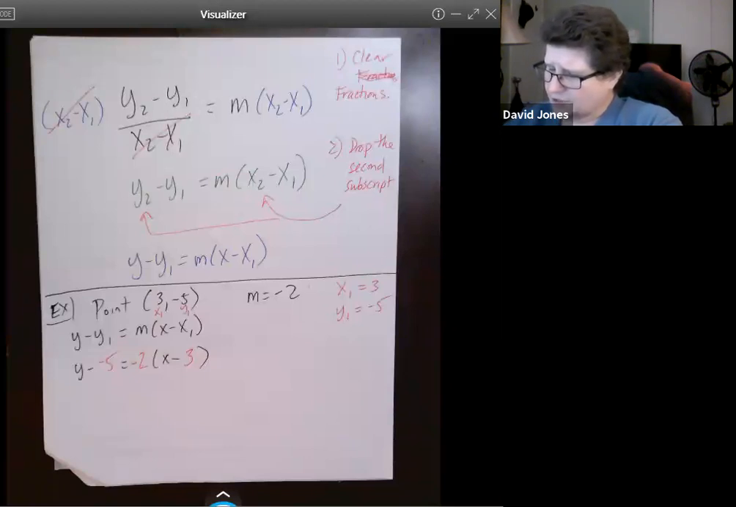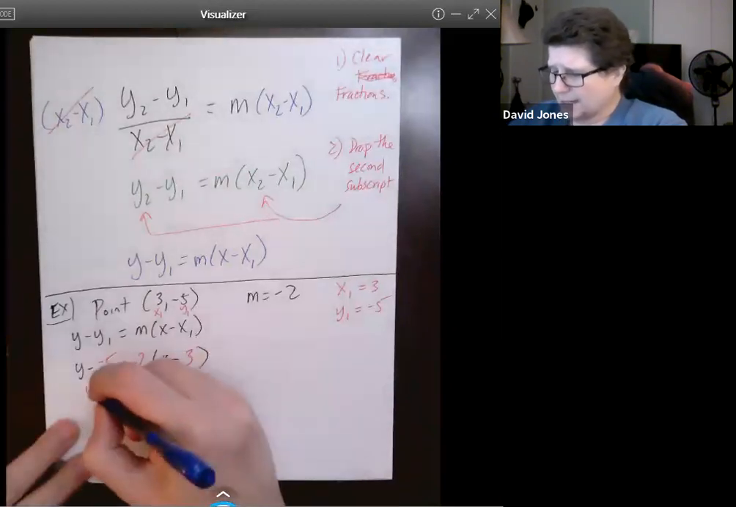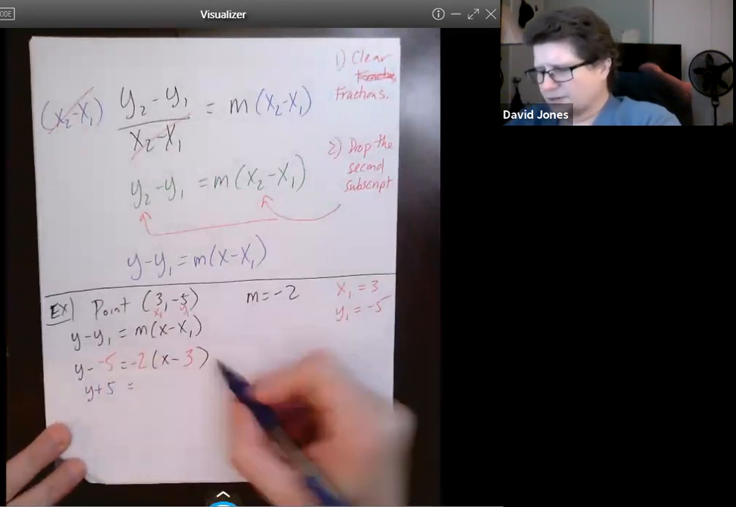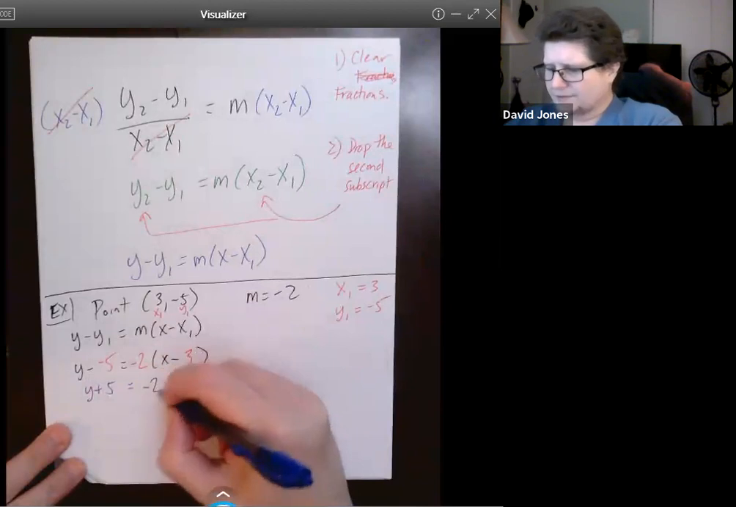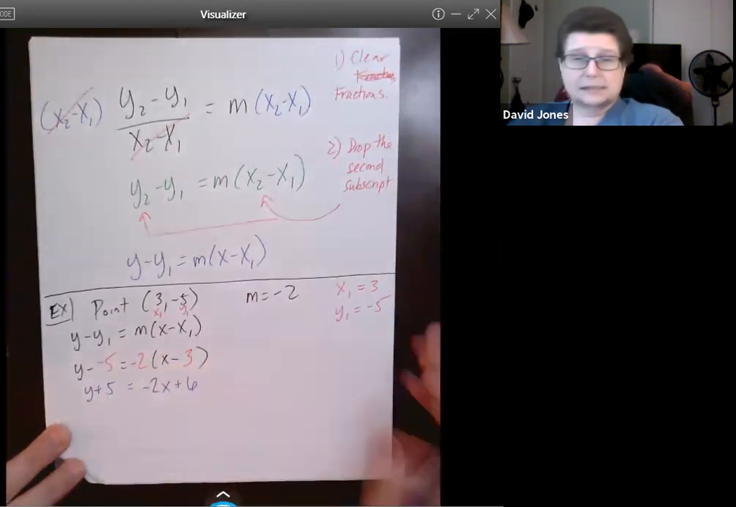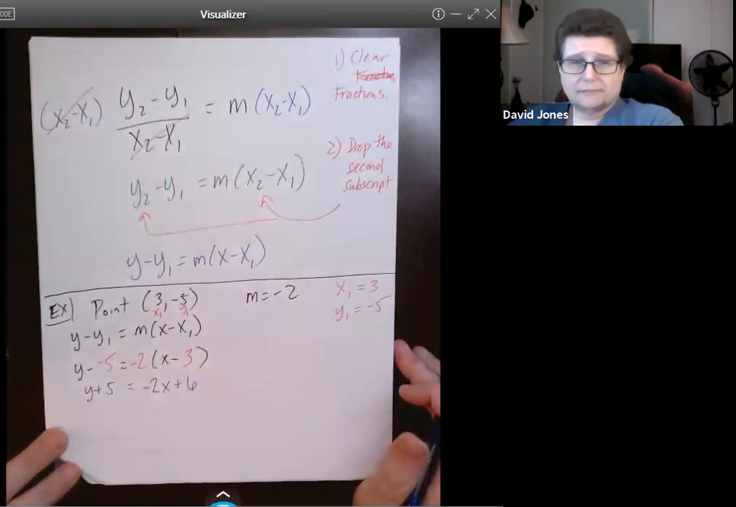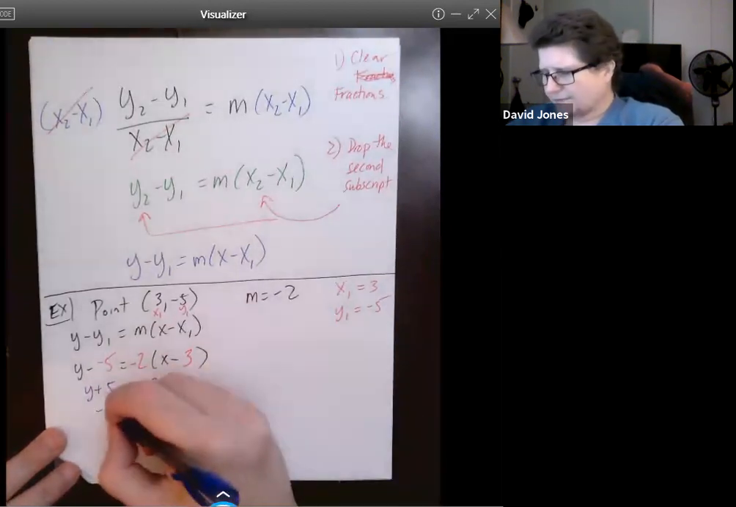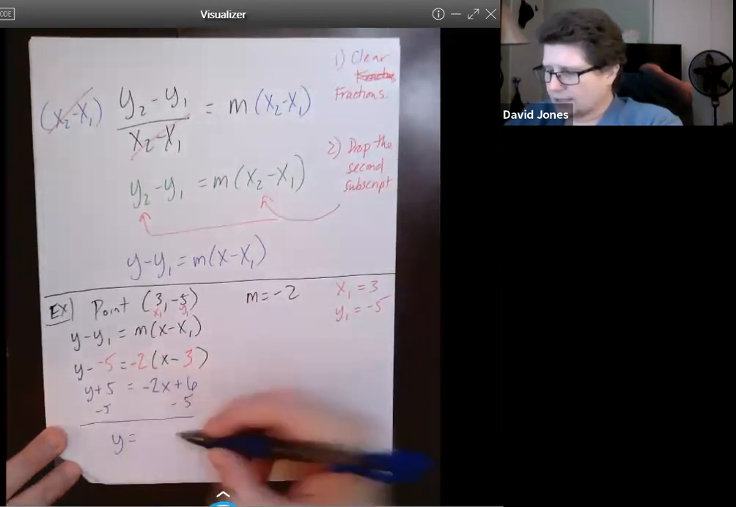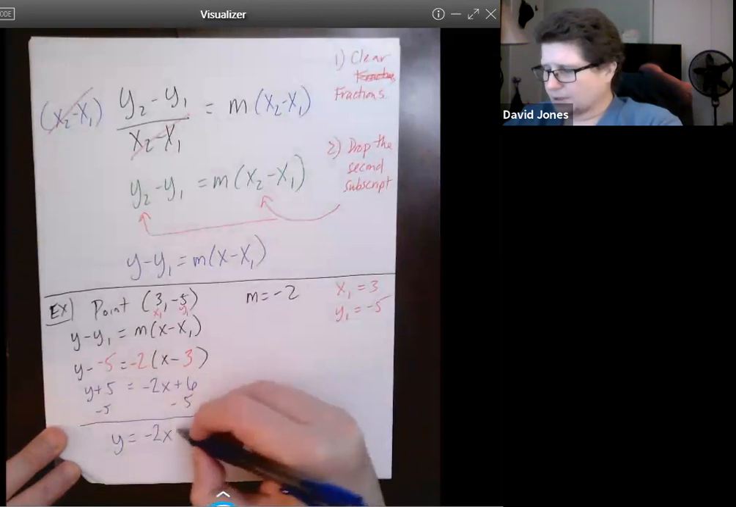The left side turns into y plus 5. And here I'll distribute -2 times x is -2x. -2 times -3 is +6. And if I subtract 5 from both sides, I get y equals -2x plus 1.